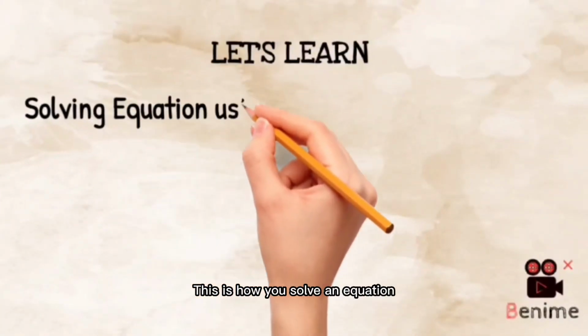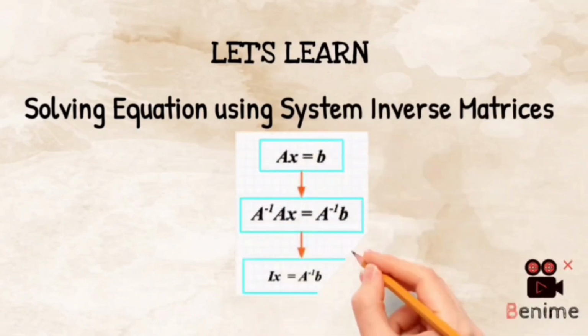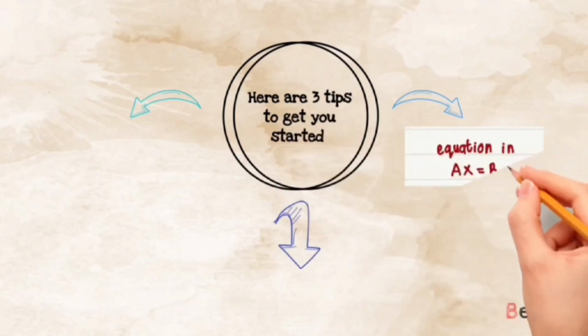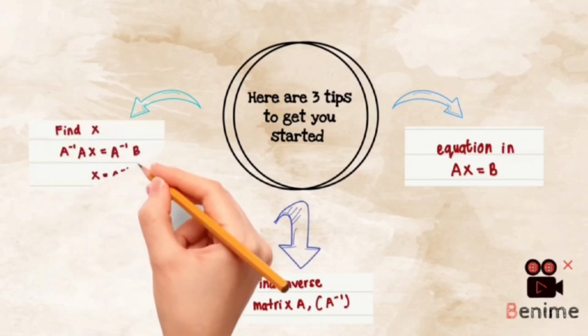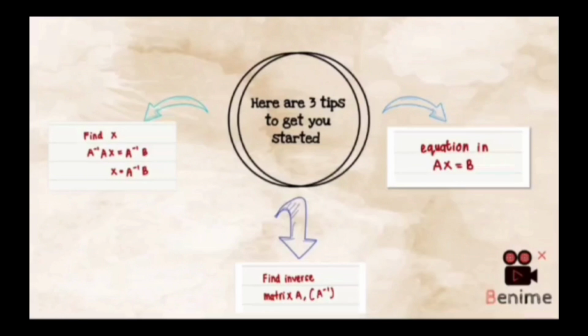Hello you guys, let's learn together on how we can solve equations using inverse matrices. Here are the 3 steps to get you started. First, you need to convert the equation into Ax equal to B. Second, you need to find the inverse of matrix A. Third, you need to find x. We're going to look at it one by one.